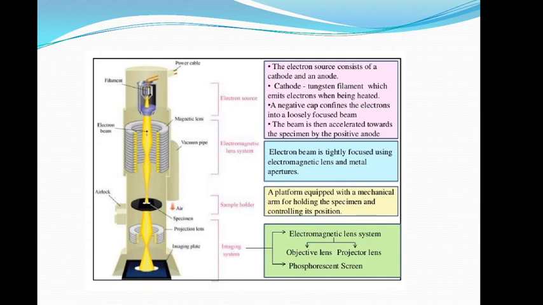When it emerges from the specimen, the electron beam carries information about the structure of the specimen, which is magnified by the objective lens system of the microscope. So in that way it works. The electron beam carries almost all the information about the structure of the specimen, which is magnified by the objective lens system of the microscope.